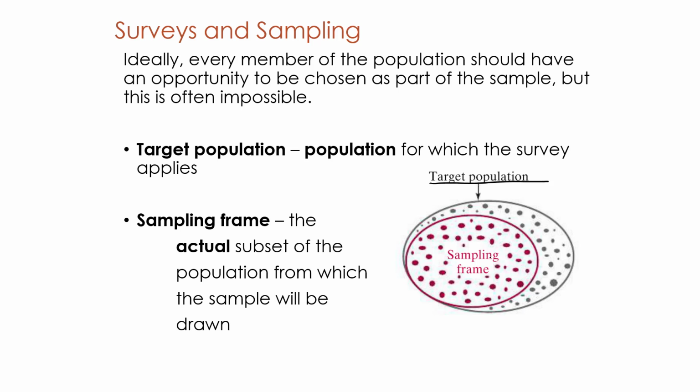Okay, so next we'll talk about some different types of sampling. One commonly used shortcut in sampling is known as convenience sampling. In convenience sampling, the selection of individuals in the sample is dictated by what is convenient.